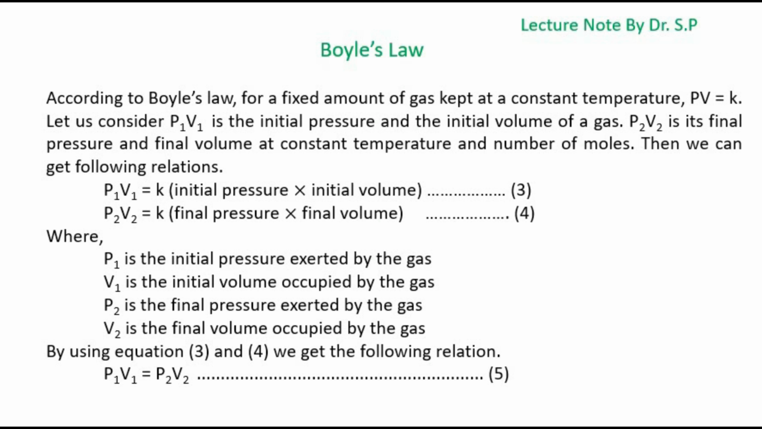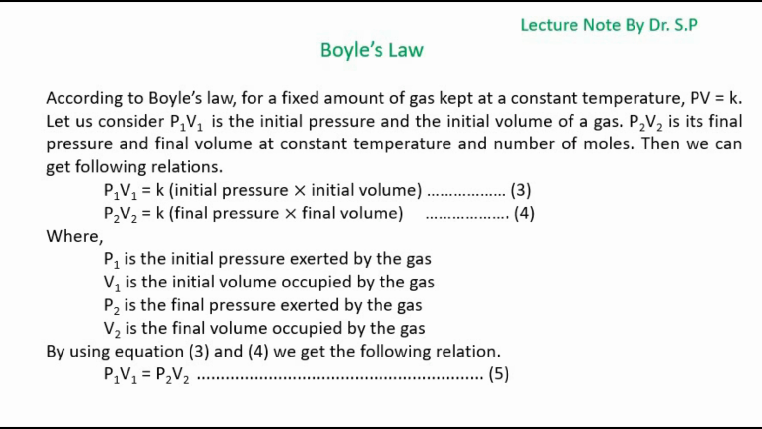P1V1 is equal to K. Here, P1V1 is the initial pressure into initial volume, and K is the constant. P2V2 is also equal to K. Here, P2V2 is the final pressure into final volume.